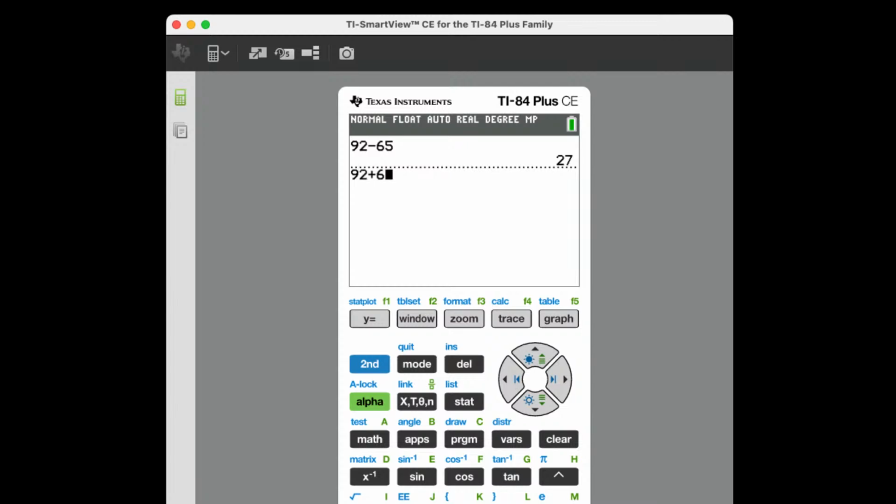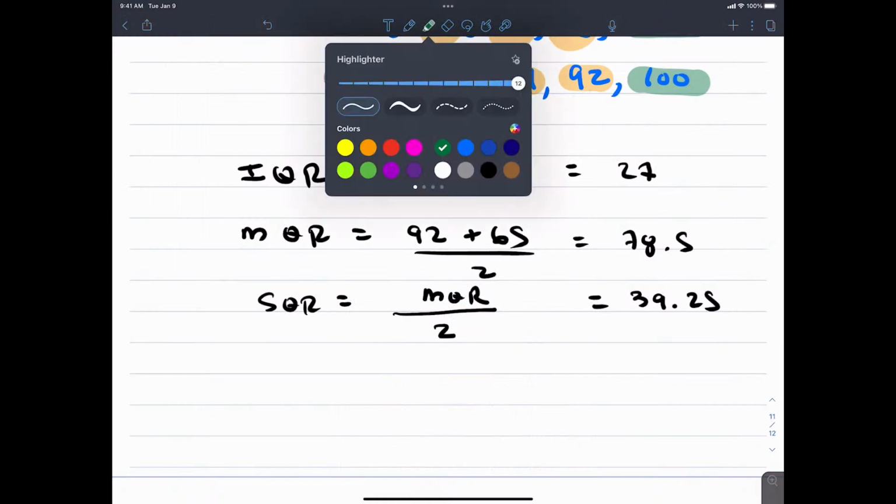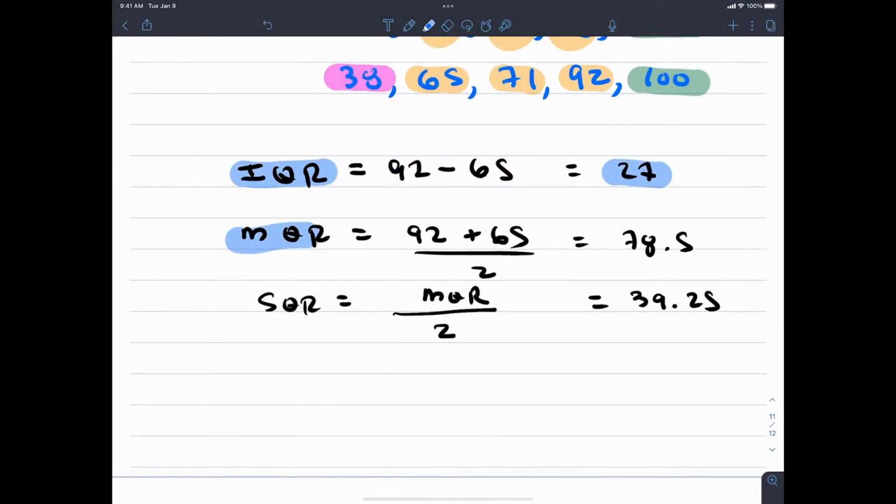92 plus 65, and actually do that in parentheses. 92 plus 65, or 65 plus 92, divided by 2. It's like the midpoint of the quartiles. And what do you get? 78.5. Don't forget to take the 78.5 and divide by 2 to get the semi-quartile range. And that's going to be 39.25. Okay? So we can do some analysis if they ask us for these things.